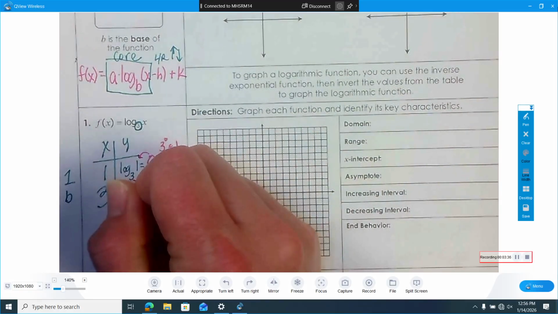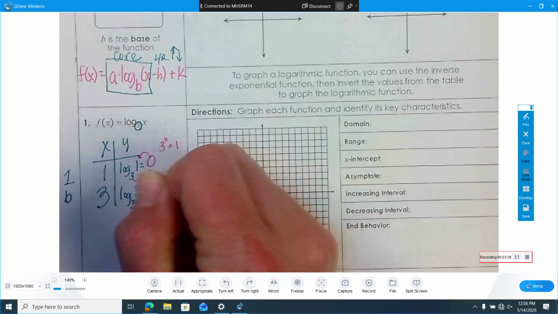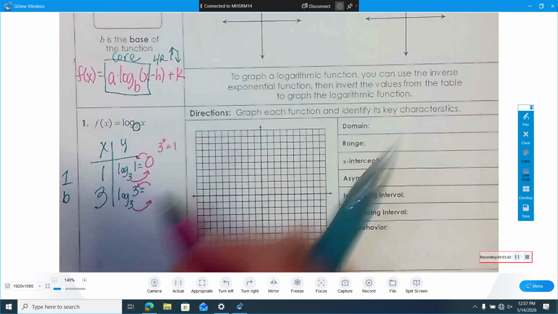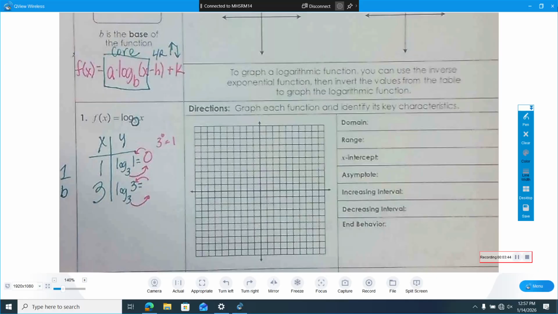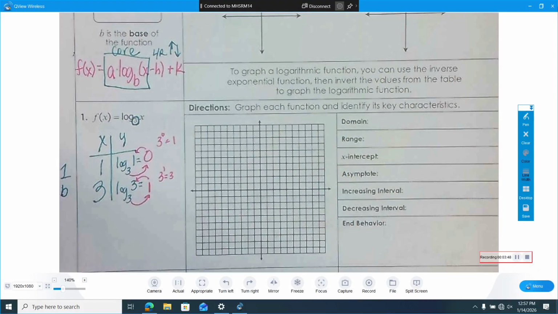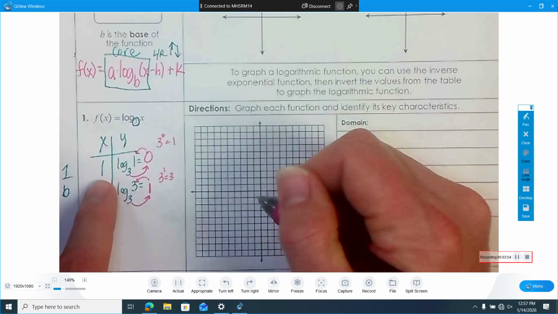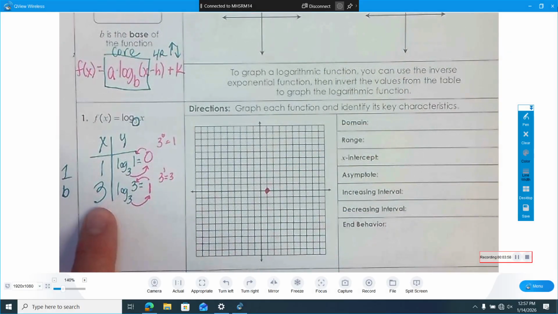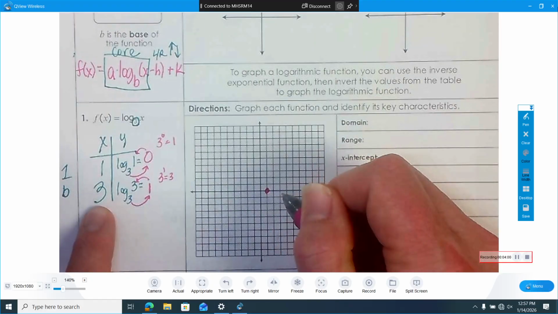Now, log base 3 of 3 equals our y value. 3 to what power equals 3? 1. Yes. So 3 to the first power equals 3. All right? What we did was create some real easy ordered pairs. I have the ordered pair 1, 0, and I have the ordered pair 3, 1.